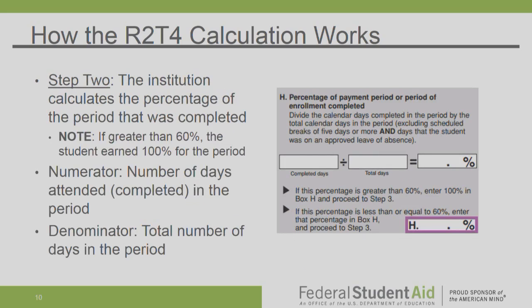In step 2, the institution calculates the percentage of the period that was completed. Please note, as I said earlier, that if it was greater than 60%, the student earns 100% for that period. The numerator here is the number of days that was attended or completed in that period, and the denominator is the total number of days in the period.